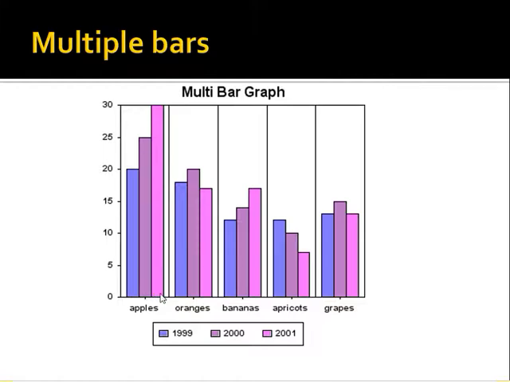Here you can see that the sale has shot up in 2001 compared to the other years, whereas in the case of oranges the sales were higher in 2000. In bananas the sales were high in 2001, for apricots it was 1999 and for grapes it was 2000. So, here you are representing in a single graph a number of variables together, but they are interrelated data. So, this is a multiple bar diagram.